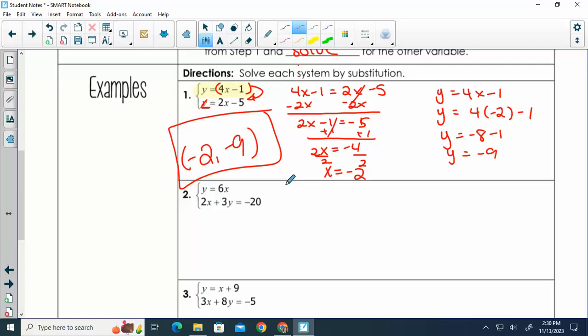Order pair, x comma y. So this is a little more accurate than graphing. Our graph doesn't have to be perfect. It will allow us to find not pretty answers just by solving our equations. Any questions on what I did there?